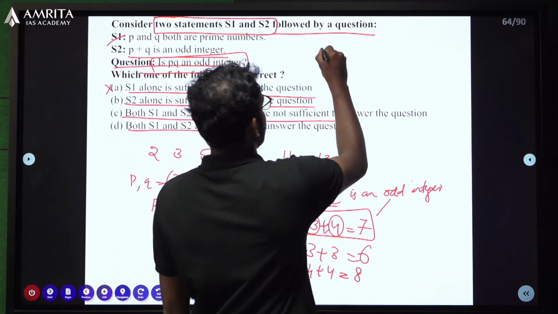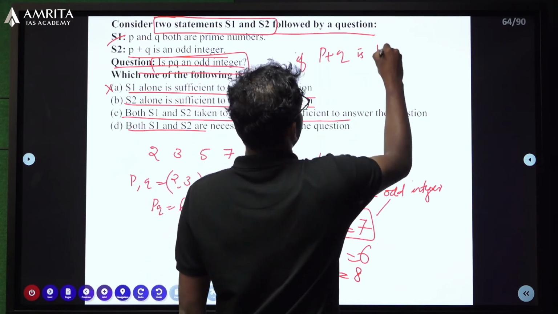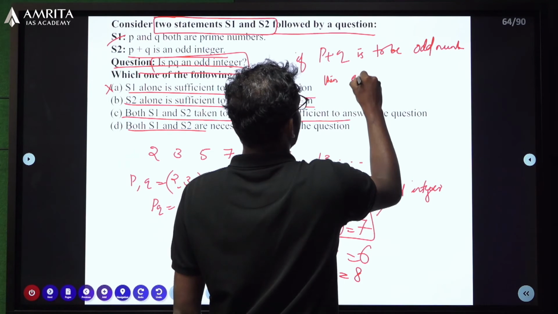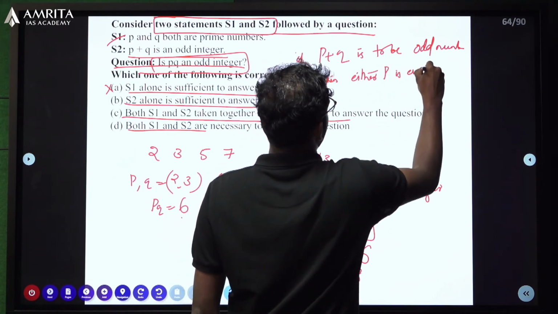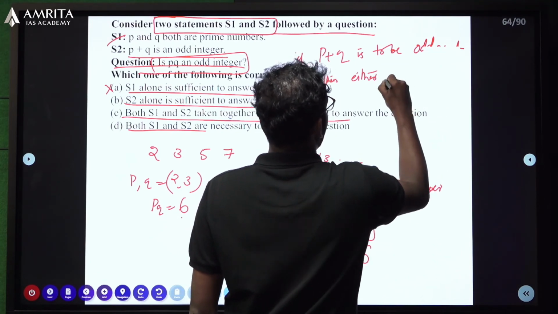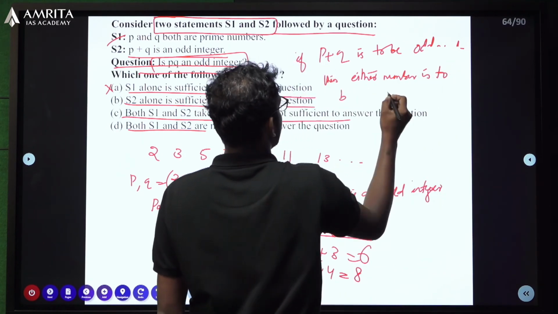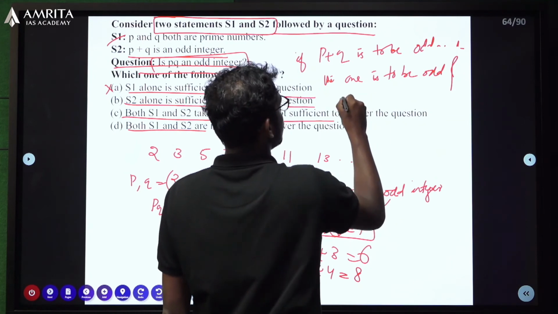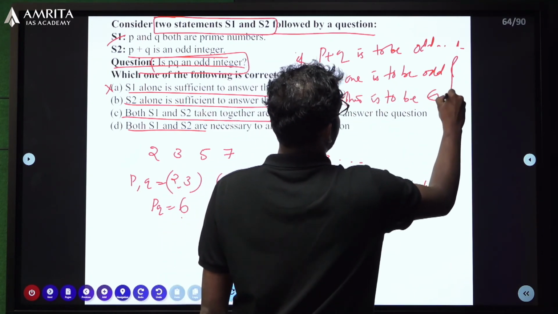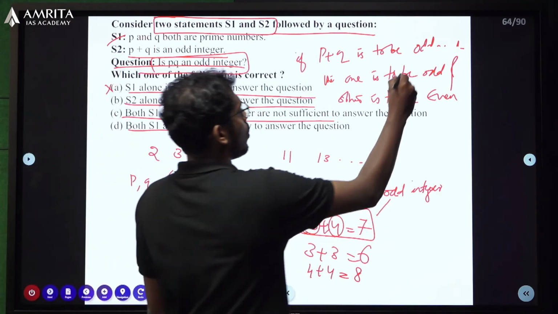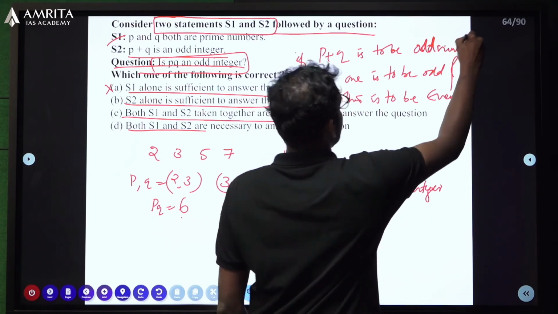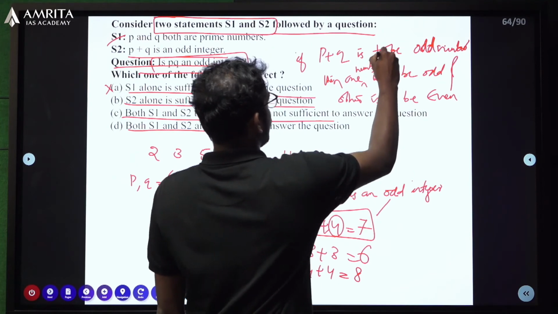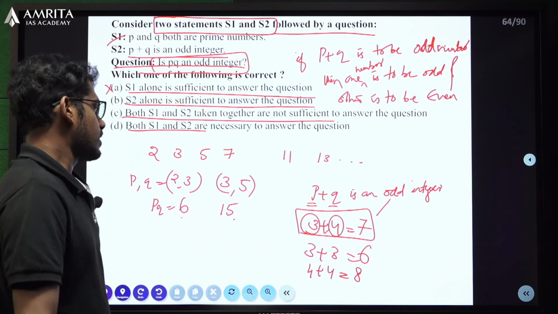So if P plus Q is to be an odd number, then one number is to be odd and the other is to be even. Clear? Okay.